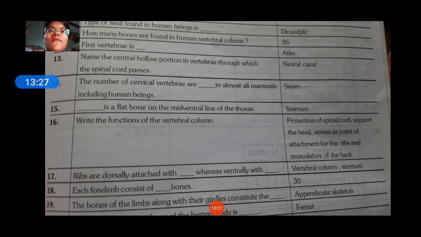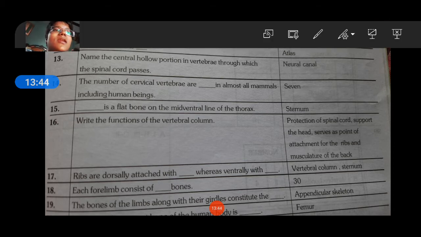How many bones are found in the human vertebral column? 26. First vertebra is atlas, in which pivot joint is found between atlas and axis, a synovial type of joint. Name the central hollow portion in vertebra through which the spinal cord passes: neural canal. Spinal cord passes through neural canal.